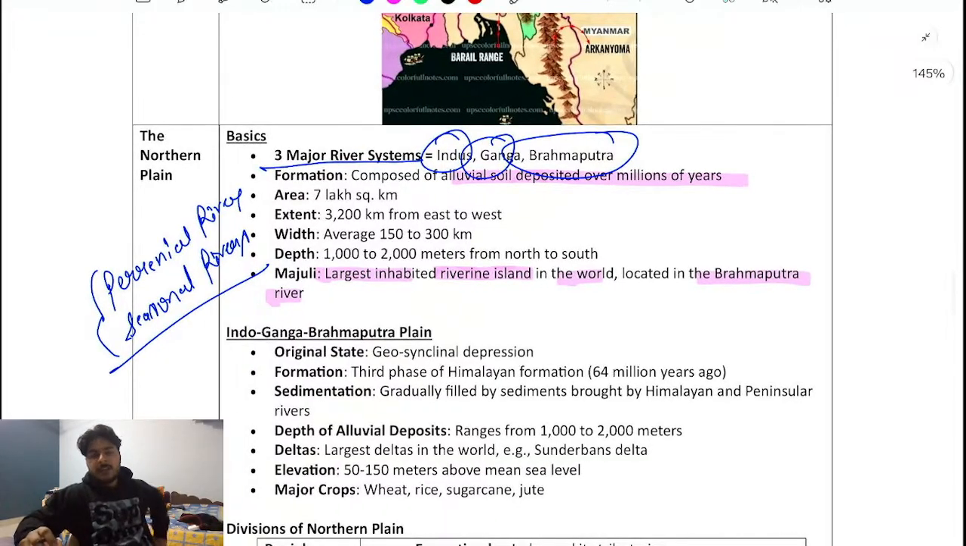So this is Ganga, Brahmaputra, and Indus. Overall, whenever a river comes from a very high elevated area, from the mountains, it will carry sands along with it.